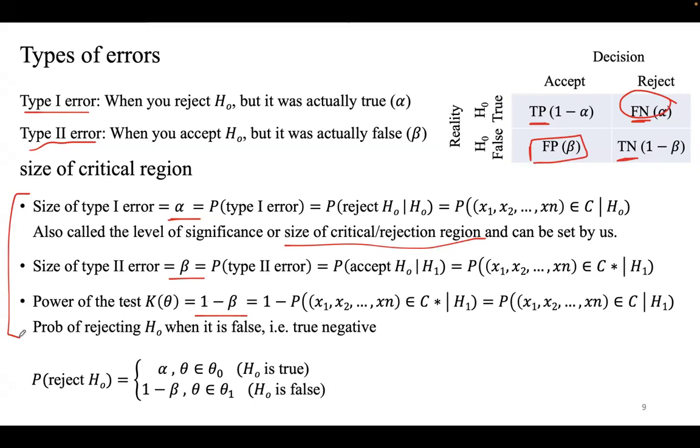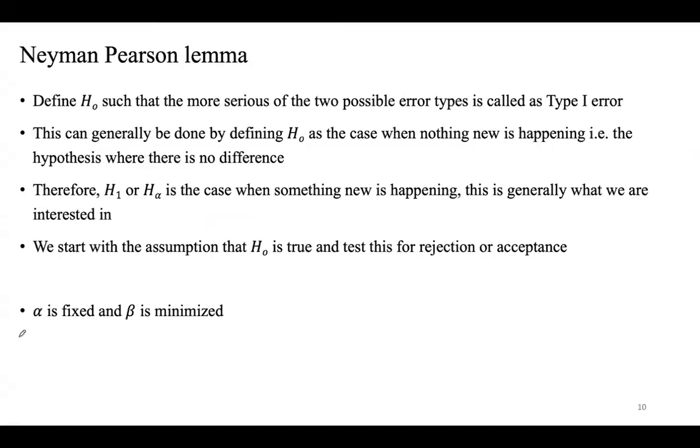Okay. And we will see a couple of examples for this also. All right. So, continuing from these alpha and beta values. Generally, you start with defining H naught, the null hypothesis. H naught is defined as the case when nothing new is happening. So there is no difference, something is equal, right?